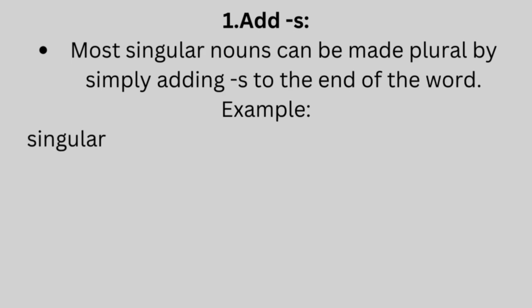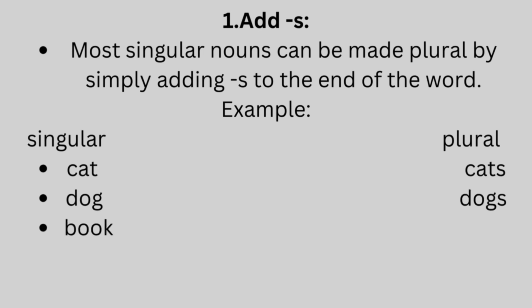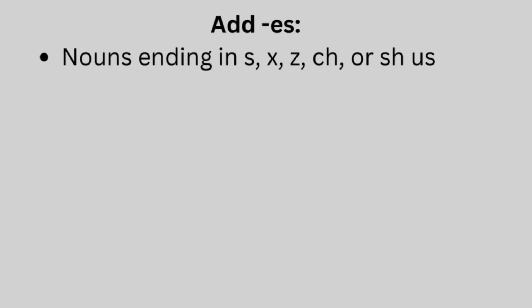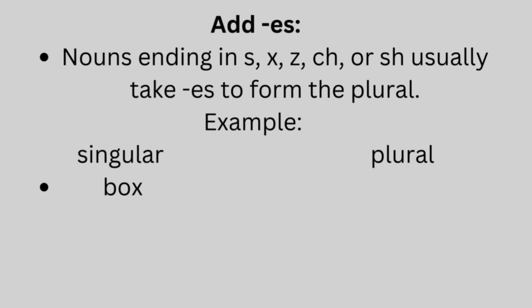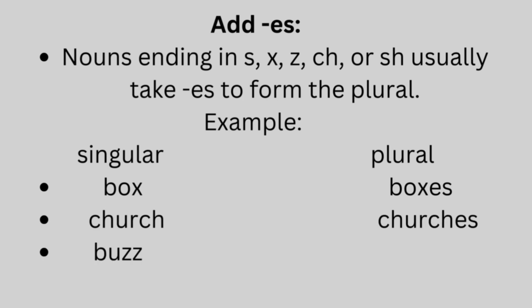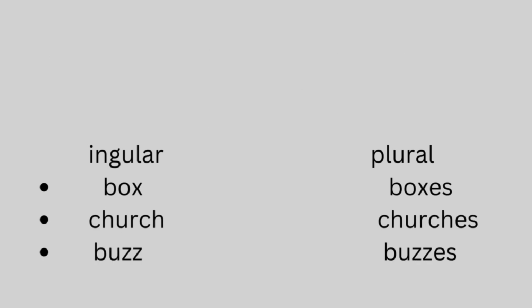Add s. Most singular nouns can be made plural by simply adding an s to the end of the word. Example: cat, cats; dog, dogs; book, books. Add es. Nouns ending in s, x, z, ch, or sh usually take es to form the plural. Example: box, boxes; church, churches; buzz, buzzes.